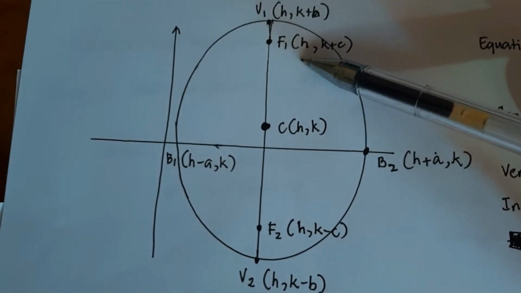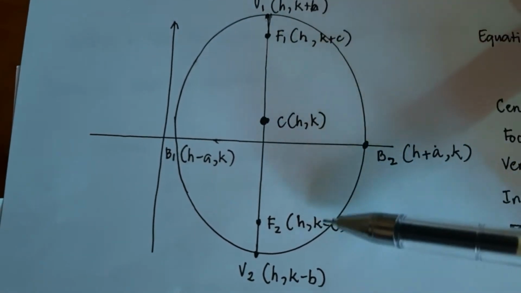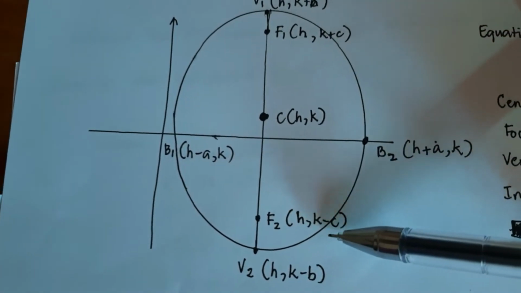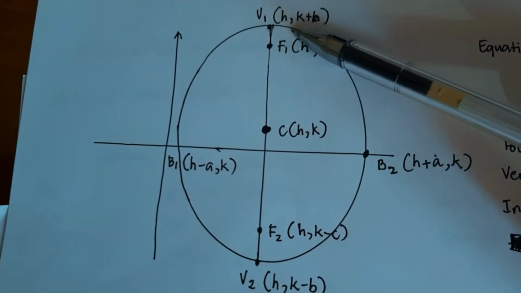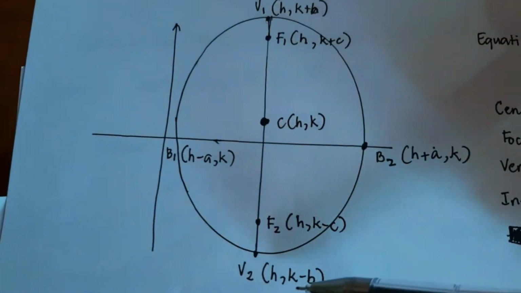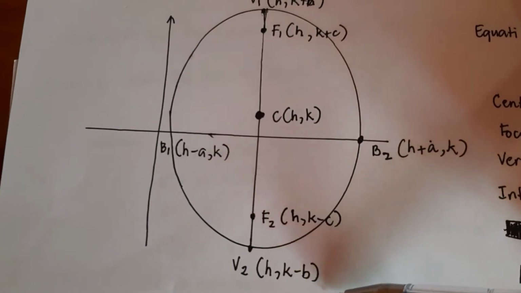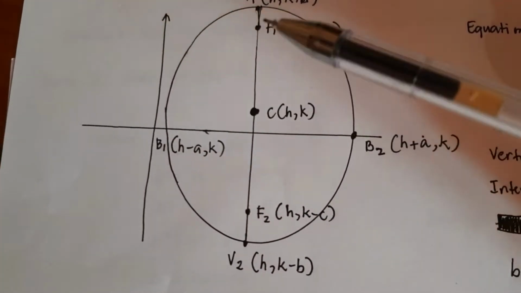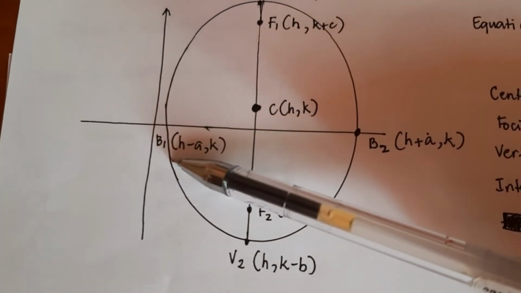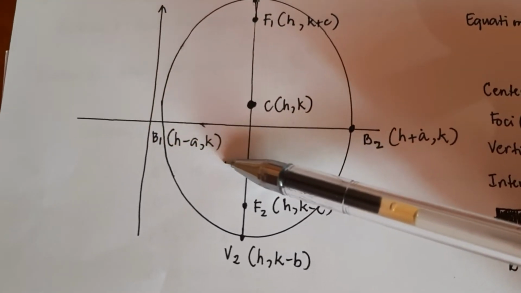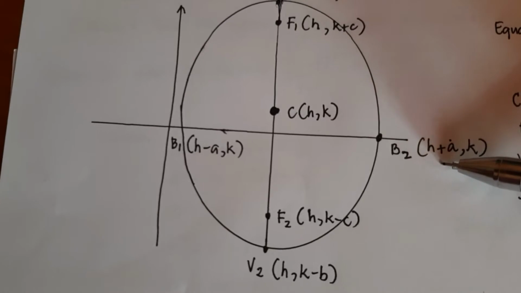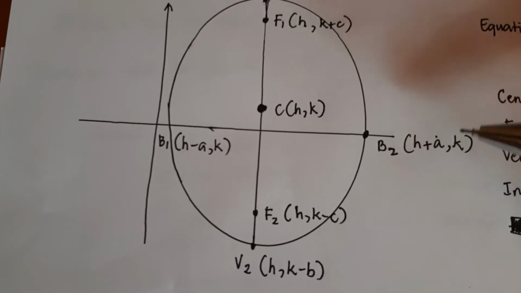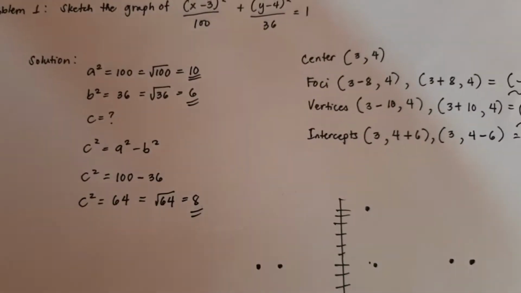focus 1 is at (h, k plus c) and focus 2 is at (h, k minus c). So vertex 1 is at (h, k plus b) and (h, k minus b). And then intercepts rather is at (h minus a, k), and intercept number 2 is at (h plus a, k).